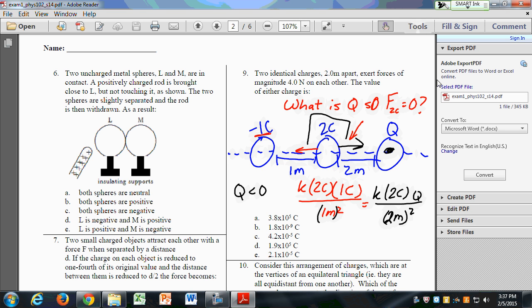Well, because in order for the force on this charge to be 0, it has to have equal and opposite forces. Right? So that's the condition, that the net force is equal to 0. All right.